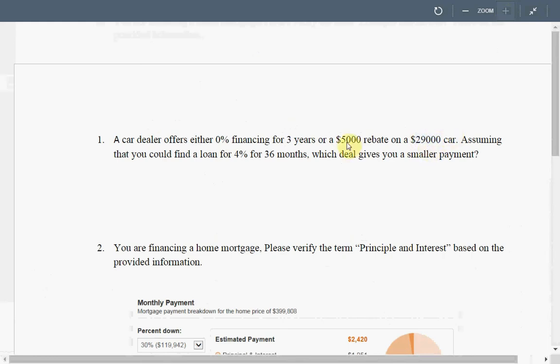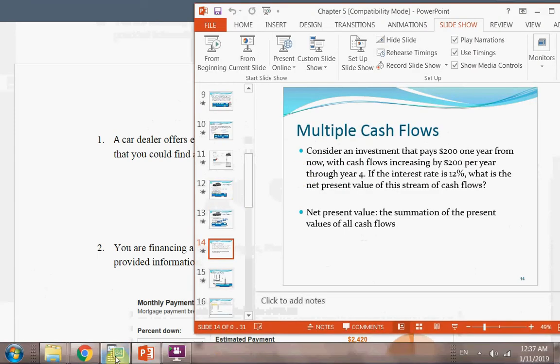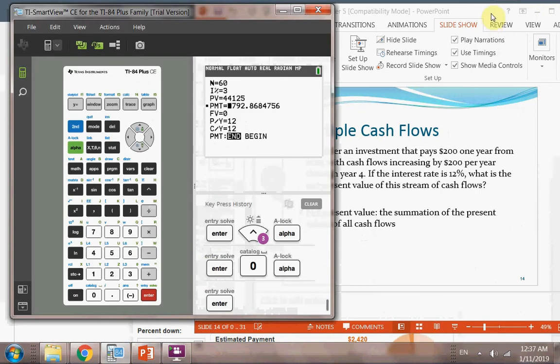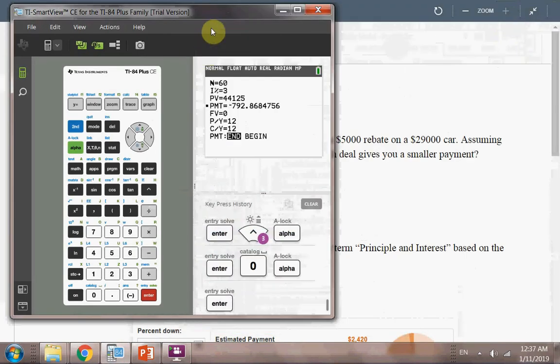But in order to get that option, you have to find a car loan, and you pay interest. So 0 interest here, but no price mark off here, and $5,000 off here, but you still pay interest. So which would give you a smaller payment? If you use your calculator, it's right here.